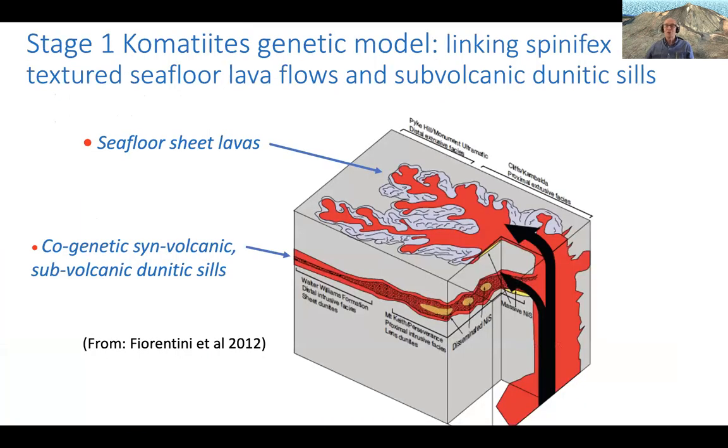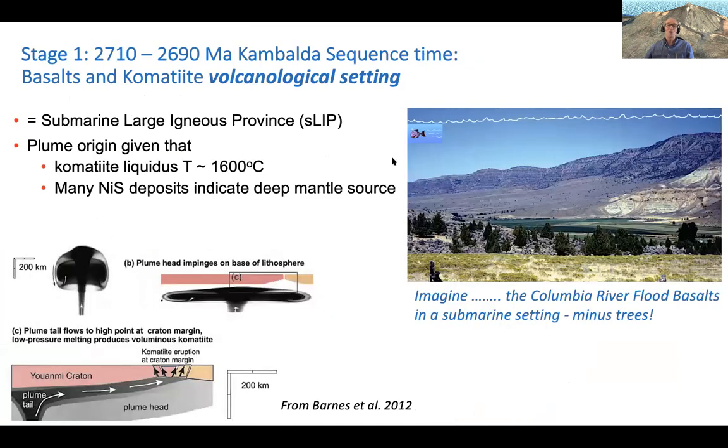So the depositional setting can be represented by this three-dimensional block cartoon diagram, which shows cogenetic seafloor lava flow fields and subvolcanic intrusive sills. And this model applies to both the komatiites and to the basalts. So the volcanological setting was a submarine large igneous province, driven by a very active mantle plume event, the evidence for which is the high-temperature komatiites, as well as the abundant high-magnesium basalts.